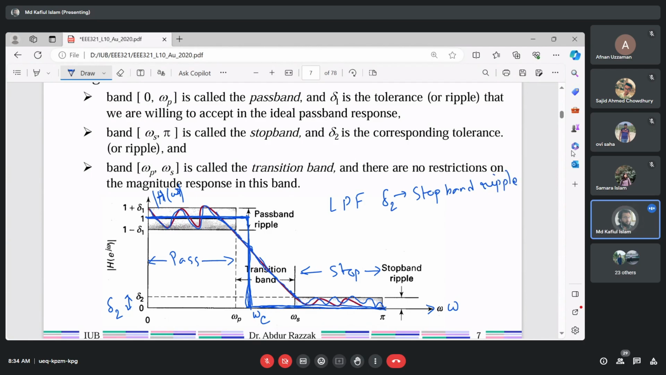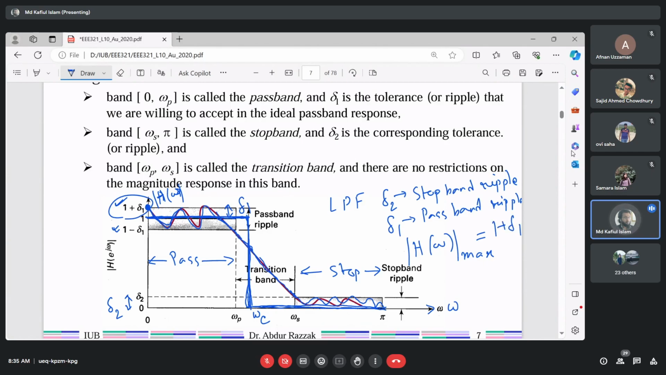We also see that around gain 1, we have some fluctuation as well. The highest is 1 plus delta 1, and then 1 minus delta 1, and in between we have 1. So the fluctuation here is delta 1. This delta 1 is known as the pass band ripple or fluctuation. We can also see the highest value of H of omega, the maximum value of the magnitude of H of omega. This value is equal to 1 plus delta 1.